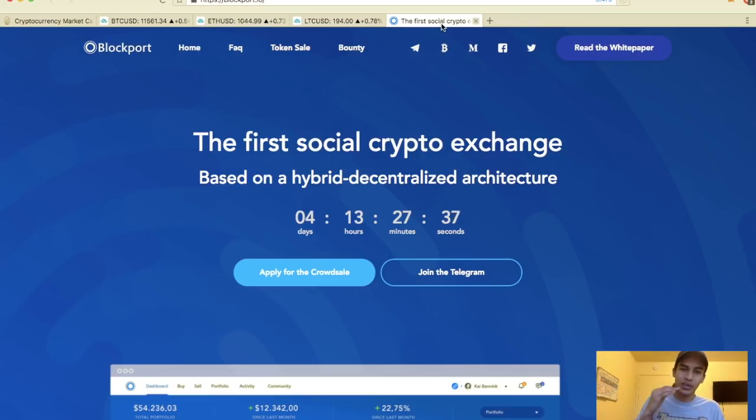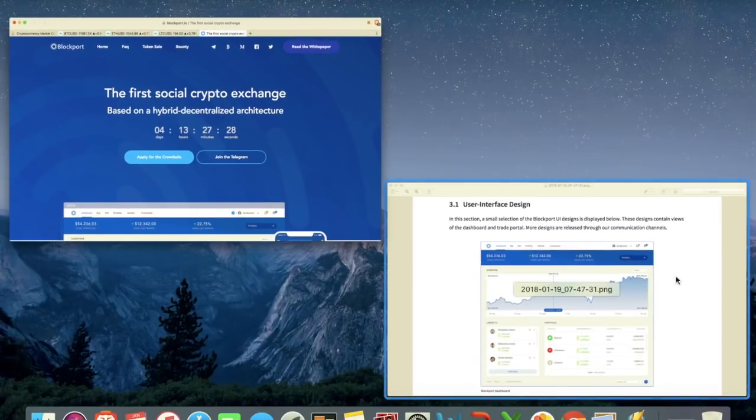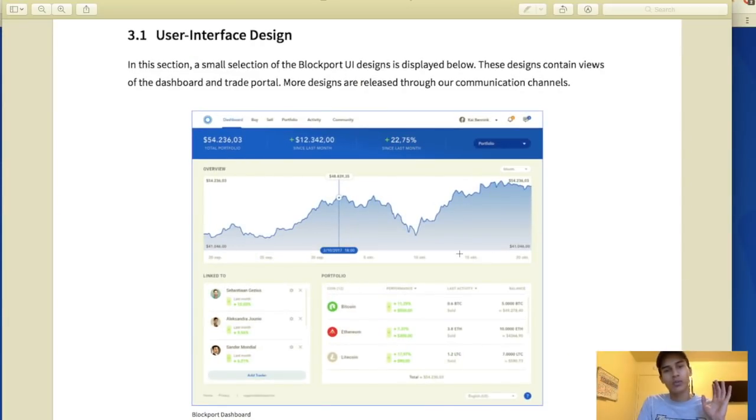But you start looking at its white paper, guys, and here's a screenshot of their dashboard. All I have to say is, watch out, Coinbase. Watch out. So this is basically going to be a decentralized Coinbase, but it's going to be even better because they're incorporating social trading and then the knowledge sharing community.